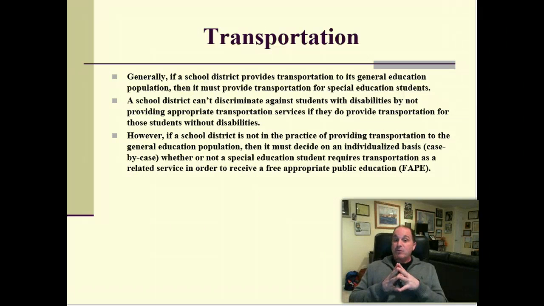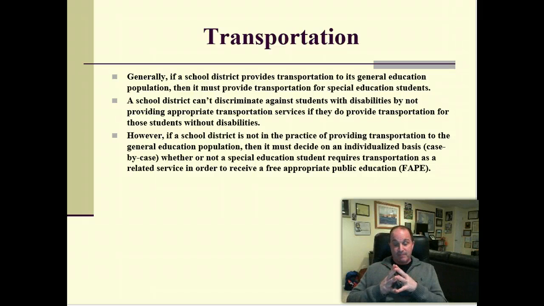Now, generally, if a school district provides transportation to its general education population, then it has to provide transportation for its students with special needs. A school district can't discriminate against students with disabilities by not providing appropriate transportation services if they do provide transportation for those students without disabilities. So, if you're a school district and you provide transportation to all of your general education students, then you have to provide transportation for special education students.